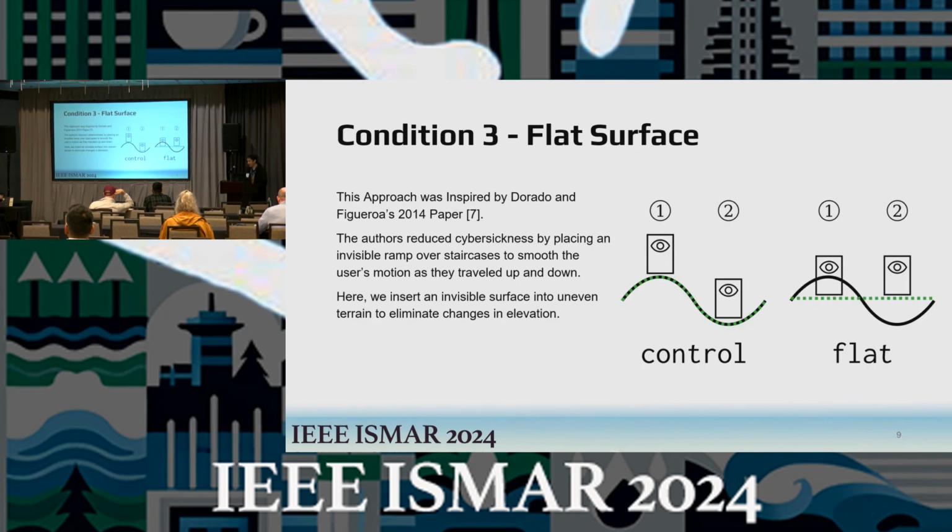Condition 3 is called flat surface. This approach borrows from a 2014 paper from Dorado and Figueroa. In this paper, the authors were capable of reducing cybersickness by overlaying an invisible ramp on top of staircases. This essentially prevents the user from having to individually collide, bump into every single one of those stairs as you go up, dunga, dunga, dunga. It prevents that from happening. Here, we take that invisible ramp and we insert it into the terrain, and then disable the collision properties of the terrain itself. This means if you're traveling over bumps, over hills and valleys, the user maintains a constant level of global elevation throughout the environment as they go.